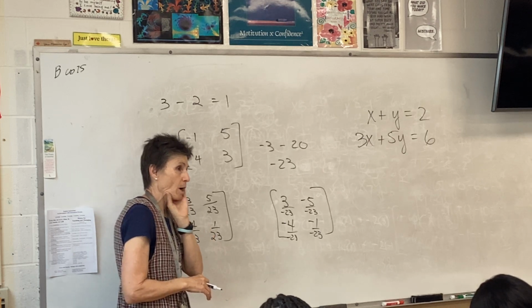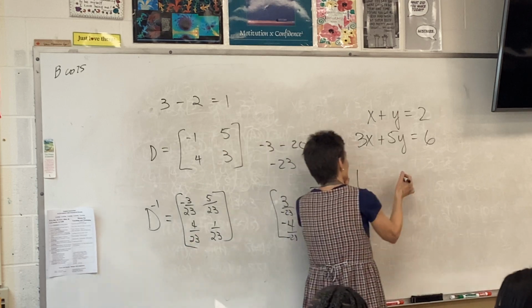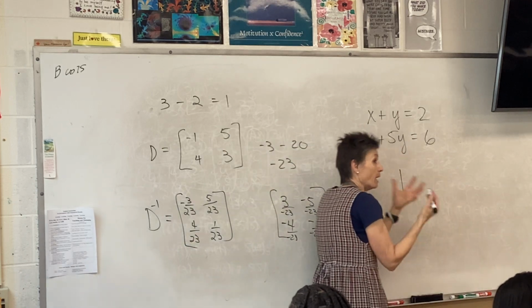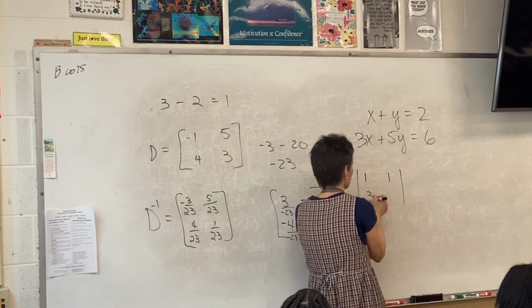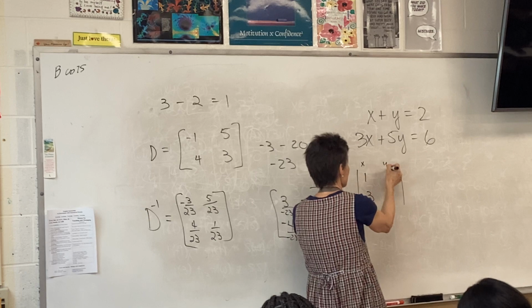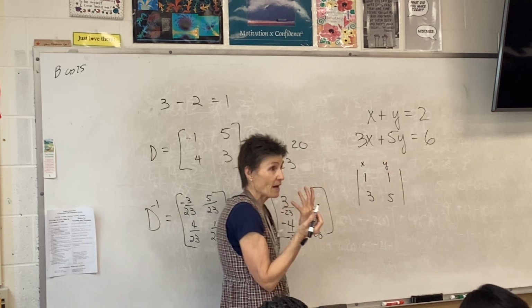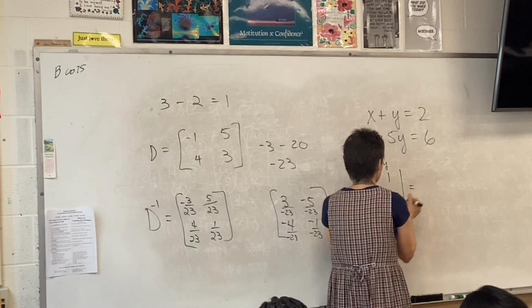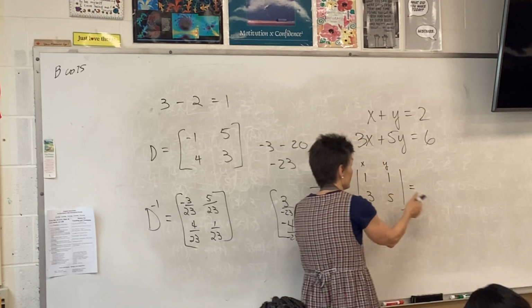So what's step 1? Create your box, your determinant of the coefficients. So 1, 1, 3, 5. These are the x's, these are the y's. And evaluate it, just like we've been doing. So what's this gonna equal? 5 minus 3? 2.